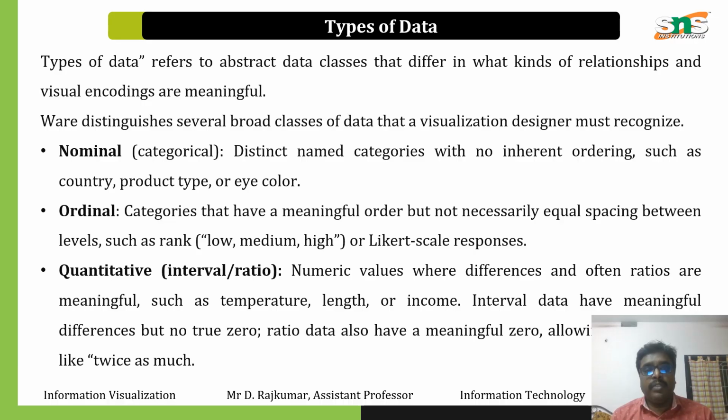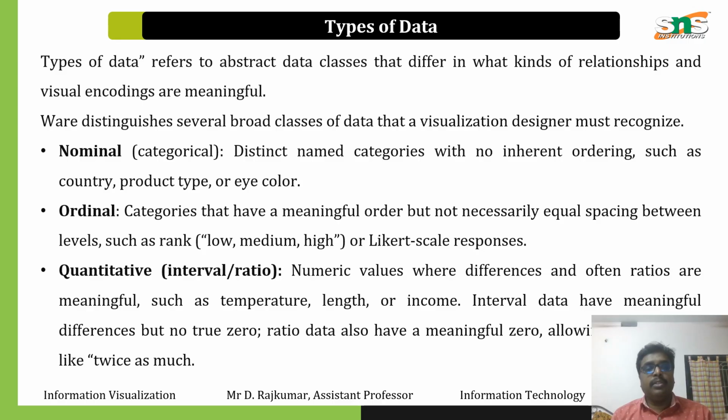The author of this book we are using distinguishes several broad classes of data that a visualization designer must recognize. The first one is nominal, that is the categorical data. It is going to be in distinct named categories with no inherent ordering, such as country, product type, or eye color. So it is going to be distinct, and that is what we mean by categorical data.